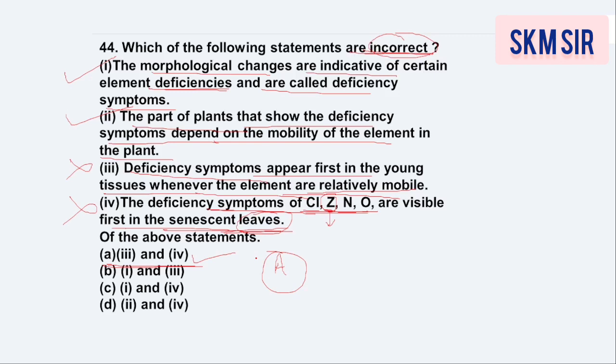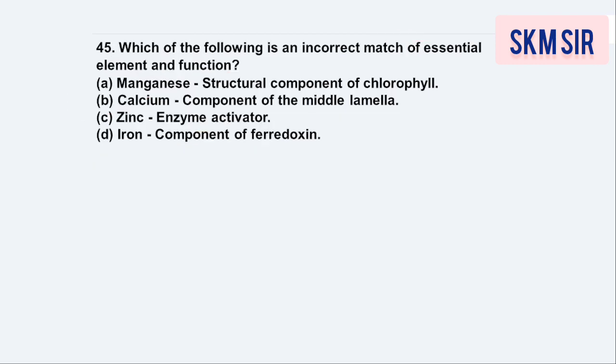Okay, so when elements are immobile, their deficiency is shown in the younger tissue, and when the elements are mobile, their deficiency can be seen in the older leaves or tissues. Getting my points, dear student? This is the thing which is more confusing. I've cleared it out. Okay, 45th number question.